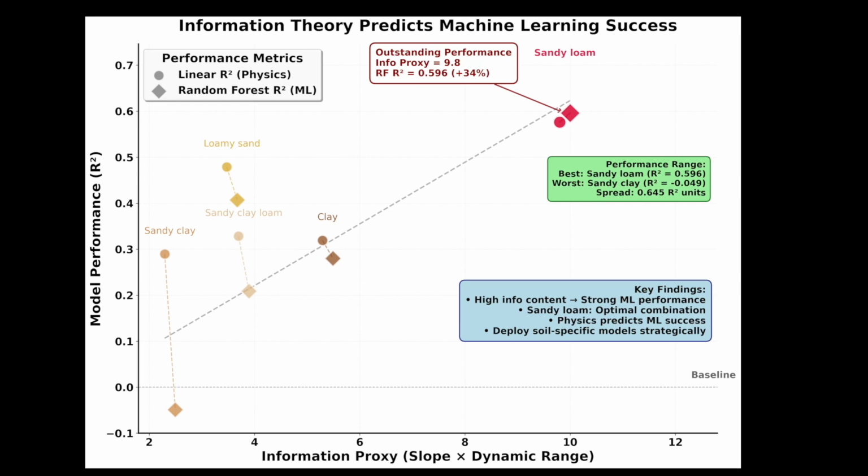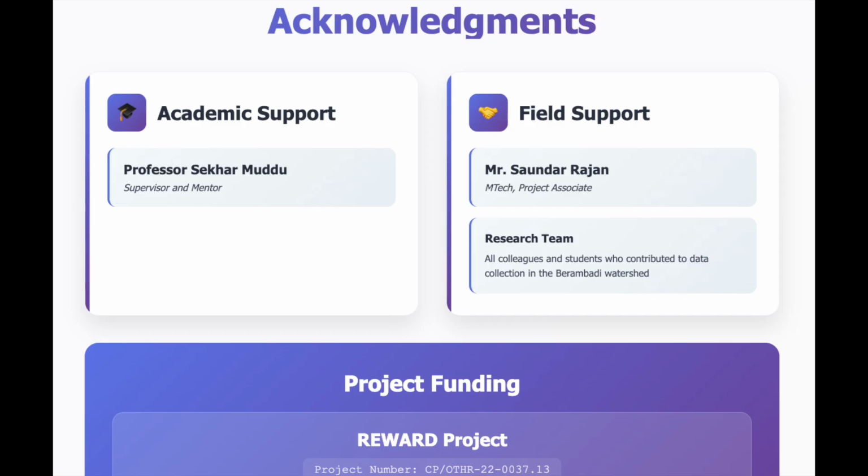So this one plot alone gives us a roadmap for deciding when and where we should use machine learning for satellite-based soil moisture retrieval.